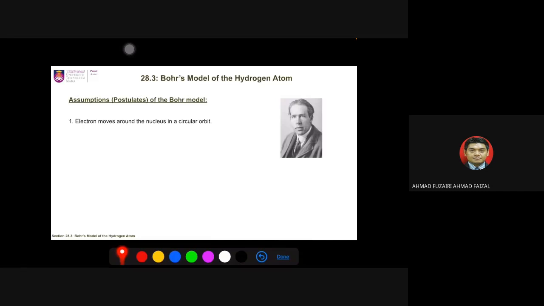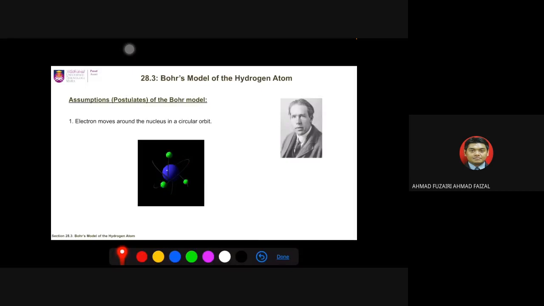The first assumption is electron moves around the nucleus in a circular orbit. The Bohr model is a planetary model in which the negatively charged electrons orbit a small positively charged nucleus, similar to the planets orbiting the Sun, except that the orbits are not planar.